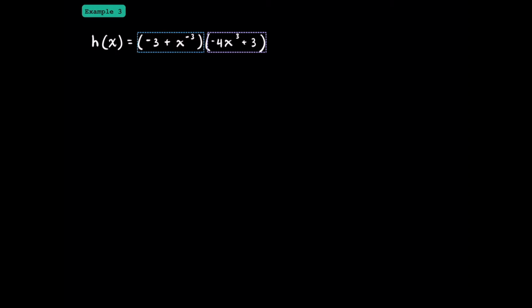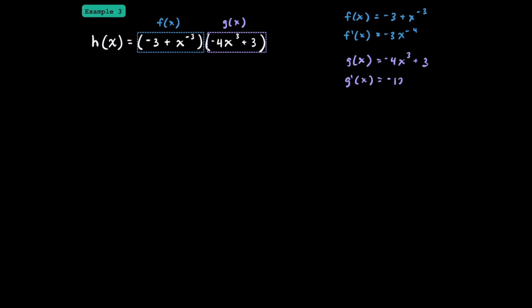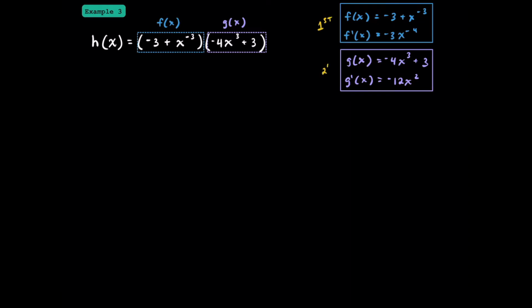Right away, we should try to separate it into a product of two functions. I'm going to call this first one f of x, and call the second one g of x. Let's write the 4 pieces of information that we need to know. First, we have f of x, which is just equal to negative 3 plus x to the negative third power. From that, we can write f prime of x is equal to negative 3x to the negative fourth power by using the power rule. Copying down g of x, that's just going to be negative 4x to the third power plus 3. And using the power rule, g prime of x is going to be equal to negative 12x to the second power. This will be our first function, and this will be our second function.